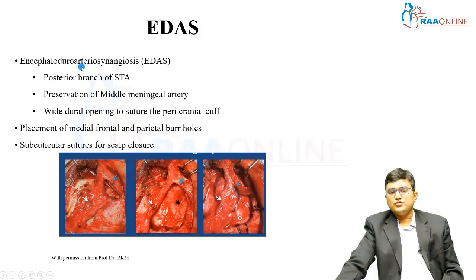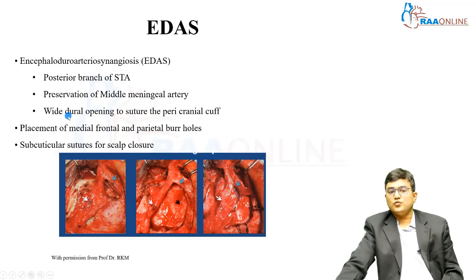Encephaloduro-arteriosynangiosis, where we use the posterior branch of the STA, and there is preservation of the middle meningeal artery, because the middle meningeal artery is the one which supplies the dura. You should ensure that during the craniotomy you don't affect this, and this middle meningeal artery supply is very important to revascularize the ICA arteriopathy.